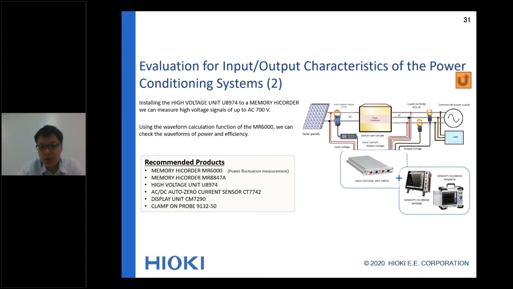Okay. So evaluation of the input-output characteristic of the power control system. In that case, our recorder is also very good, because sometimes the customer wants to measure a very long waveform. In that case, we have a current sensor and a high voltage unit, and our recorder is very suitable.